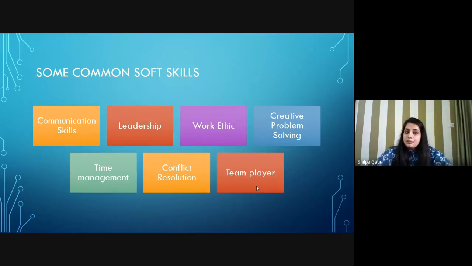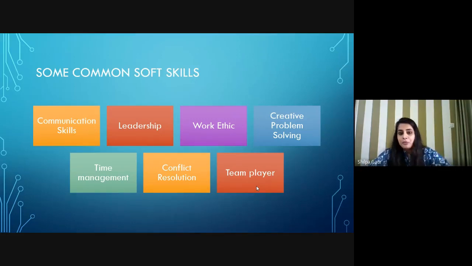Now we'll talk about communication skills. As I told you earlier also, communication skills is an art and you have to learn that and you have to practice on a daily basis. And the other thing is leadership. So definitely I ask my students, what you want to become. You want to become a follower or you want to become a leader. So everybody wants to become a leader. But how can you become a leader? By initiating. Every time you have to initiate something from your side, right?